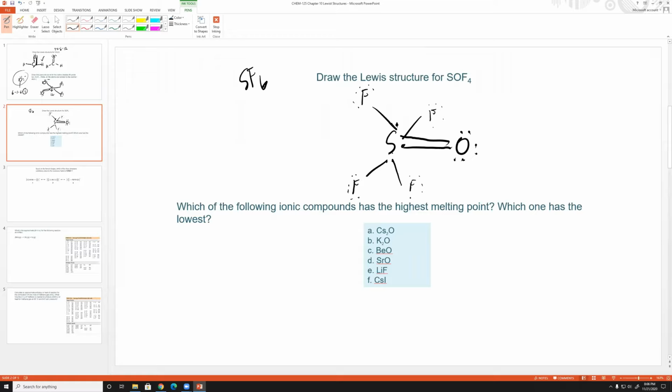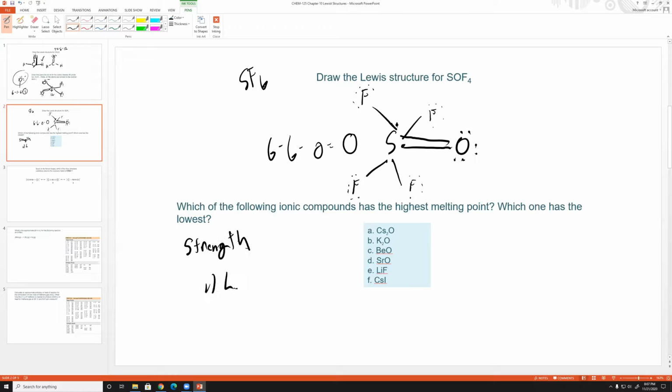So fluorine, you have a 0 formal charge. Sulfur, it would be 6 minus the bonds, which is 6, and then the lone pairs, which is 0, and that's going to be 0. So that makes sense. And then oxygen is going to be 0 as well. Fluorine is also going to be 0. So this is the best Lewis structure. Next one, which of the following ionic compounds has the highest melting point? Now, this corresponds to bond strength. So bond strength has 2 factors.